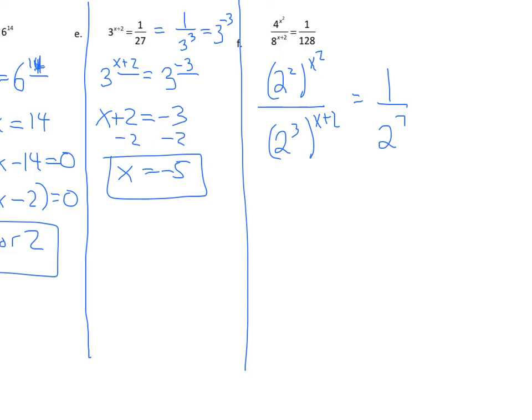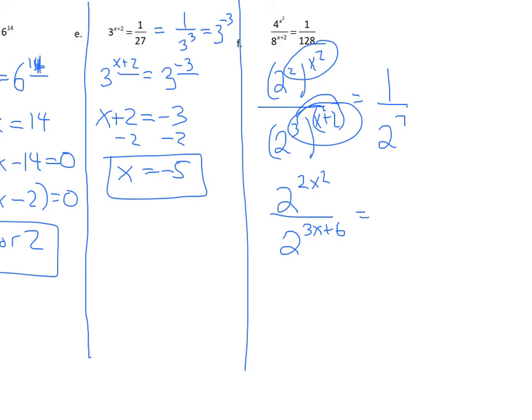I'm going to multiply my powers right here, and we get 2 to the 2x squared. On the bottom, I multiply the powers, and remember to distribute that 3 to the x and the 2, and I get 2 to the 3x plus 6. And then I can rewrite 1 over 2 to the 7th as 2 to the negative 7th. And then on my left side, since I have two expressions with the same base that are being divided, the rule is that I can subtract the exponents.